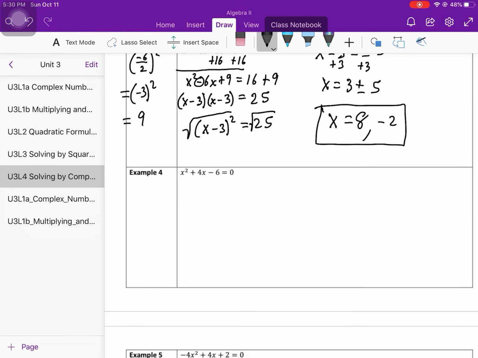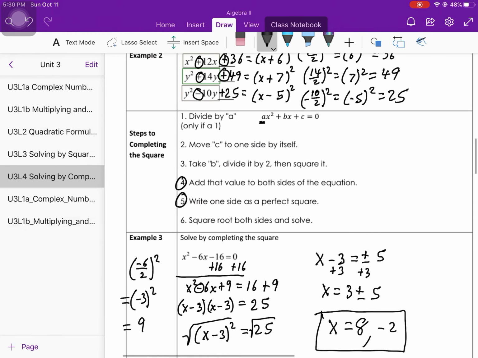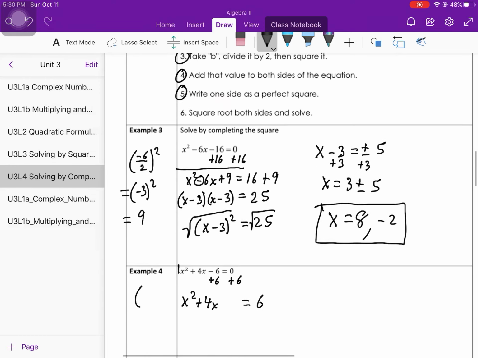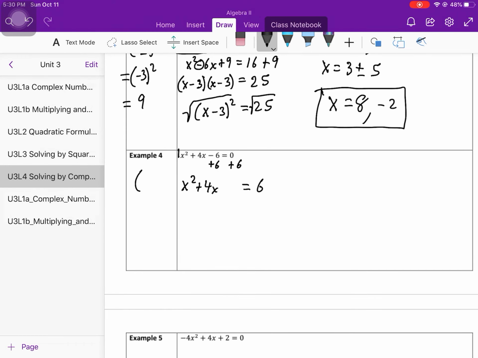So this next example, first thing is check the a value. Since it's 1, we don't have to do anything special. Next we want to add the constant to both sides. So we get x squared plus 4x. I'm going to leave some space because I know I need to add a number. Off to the side here, the next step is to take the b value, divide it by 2, and square it. The b value is 4. 4 divided by 2 is 2, and 2 squared equals 4. So we're going to add 4 to both sides.